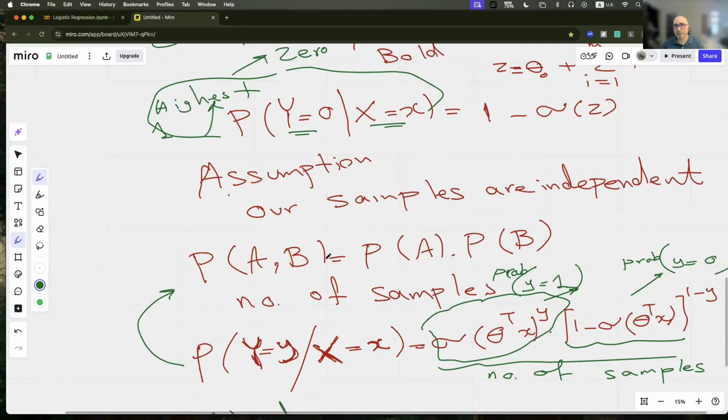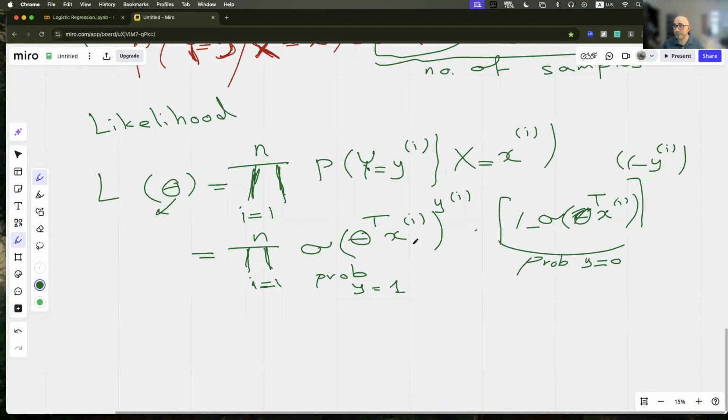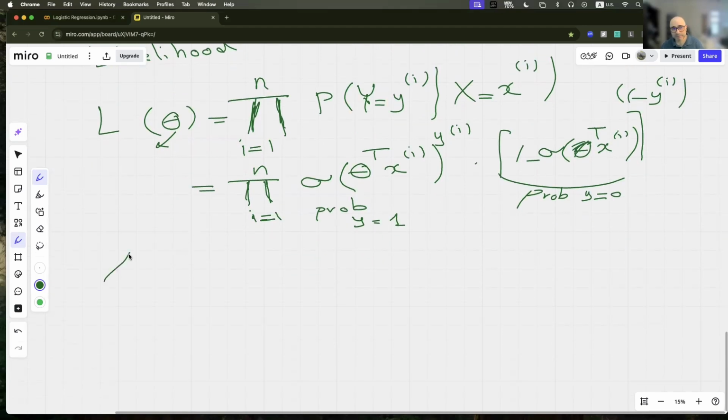So we want to have the maximum value for each case. For each case, the probability would be 1, so we want to maximize that for all the samples. What you can see here is that these are probabilities, and you can have a lot of samples, so it could be a small value.